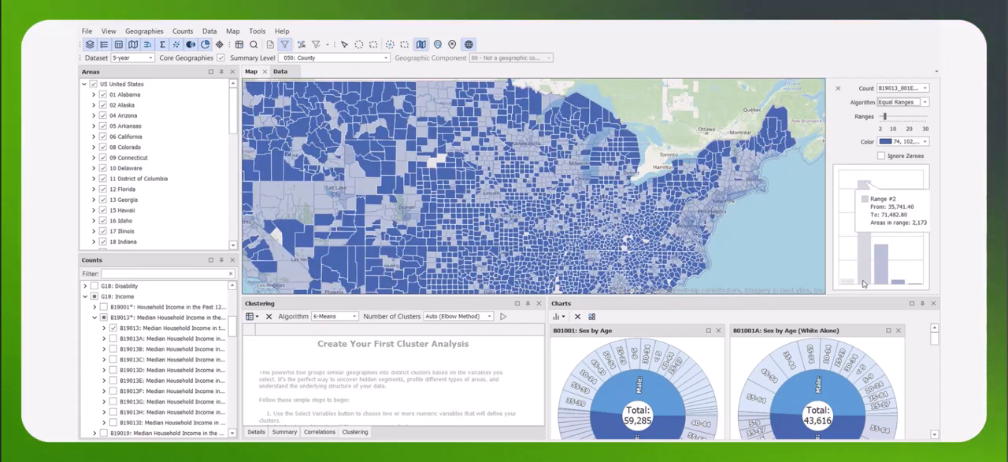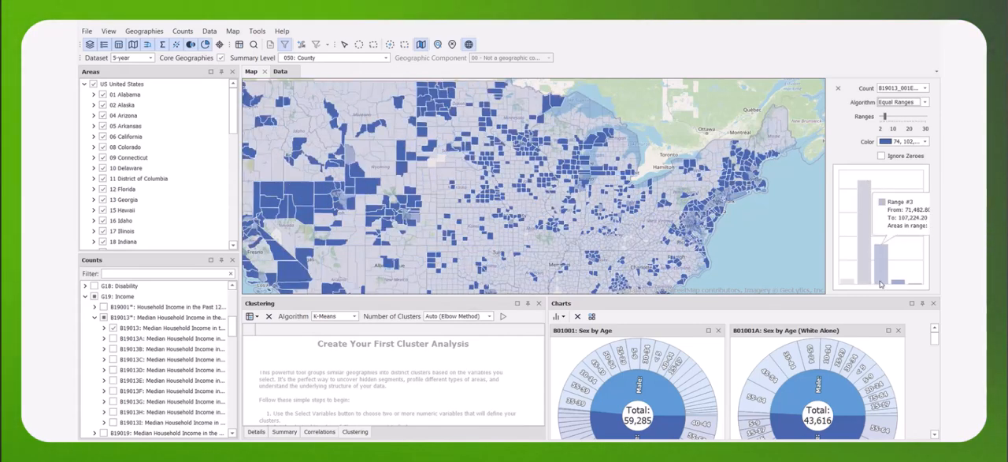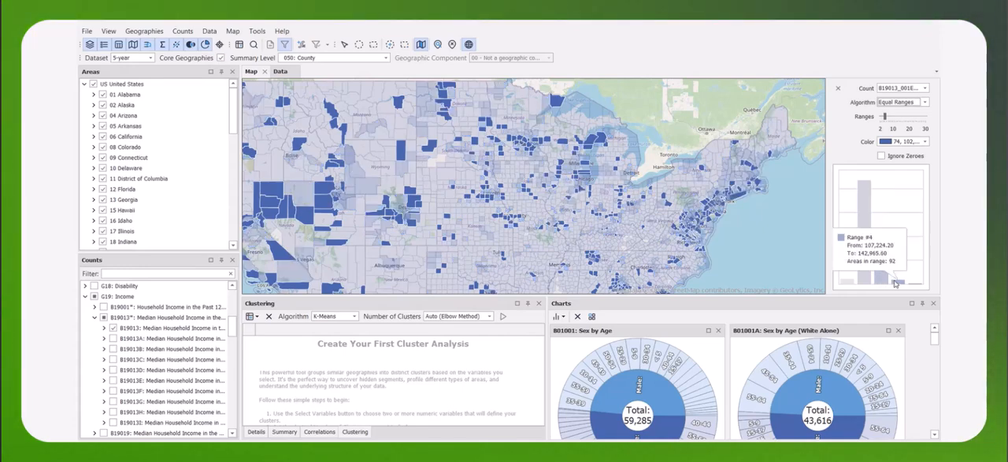The second one is by far the largest one, and that has 2,173 counties in the range from 35 to 71, which is not a surprise because we saw that 80% of the population is going to be under the 76,000. And then you'll see this is the same range, but here we're going from 71 to 107.